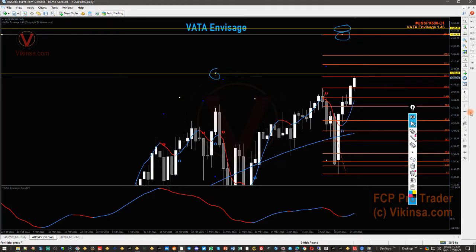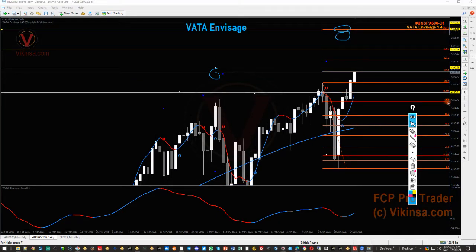Let me give you another one which can be important, and that's this one, 4320. So these are all the levels that I'm looking at: 4292, 4320, 4351, 4360. These are the bullish ones. And if the market starts to go down, then 4255 is also looking like a very good one.